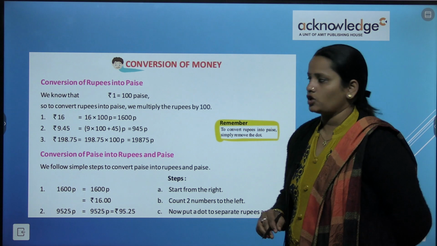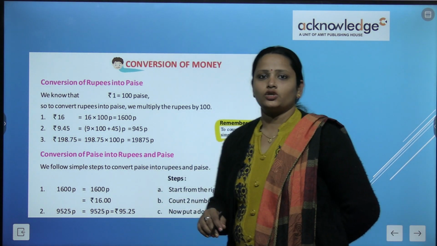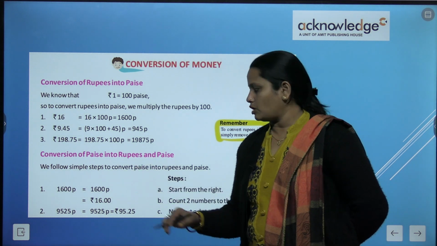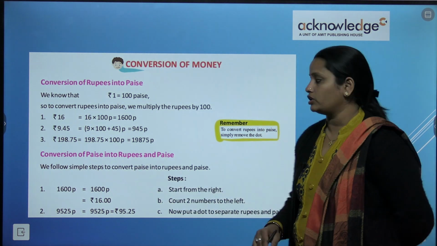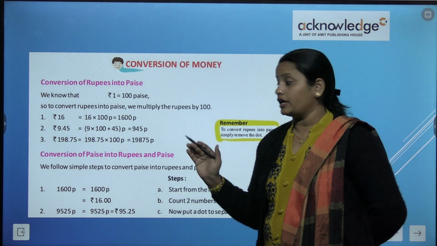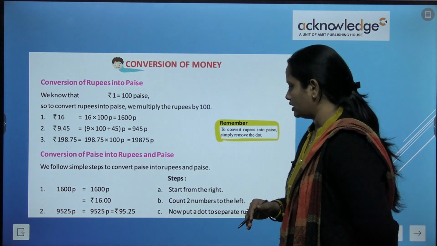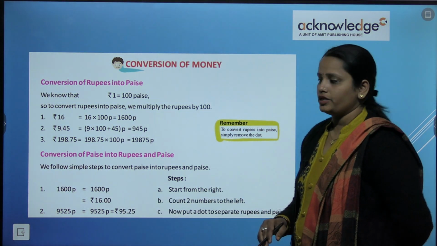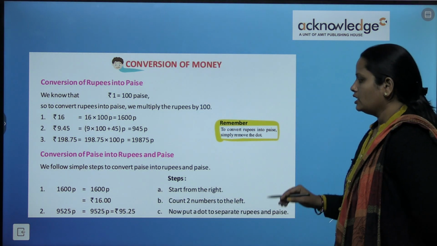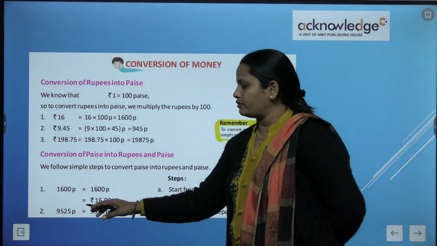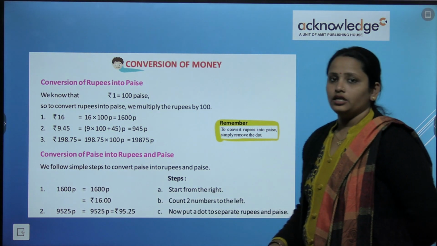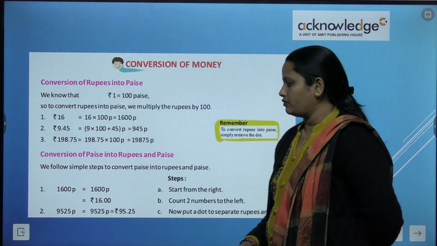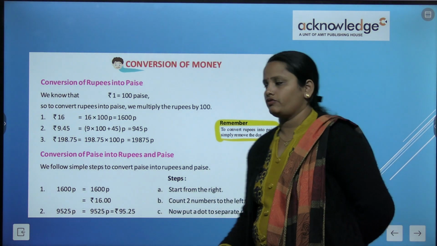Next is conversion of paisa into rupee. पैसे को रुपीज में कैसे कन्वर्ट करना है. So ये 1600 पैसे को हमें रुपीज में कन्वर्ट करना है. For that we have to divide this 1600 by 100. 100 से डिवाइड करेंगे. So when we divide it by 100 we get 16 rupees as the answer. Similarly, 9525 पैसे को हमें कन्वर्ट करना है रुपीज में. तो ऐसे भी हमने 100 से डिवाइड किया. We get 95 rupees and 25 paisa.